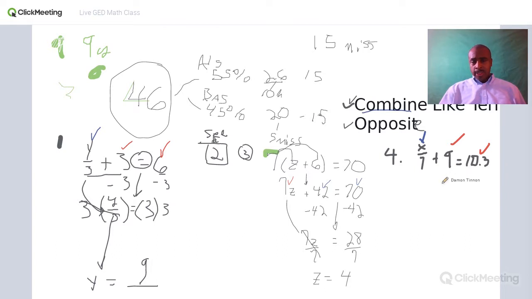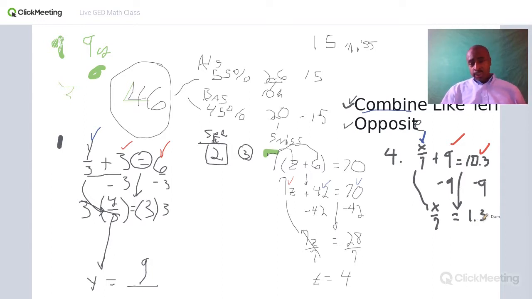Okay, so now we're going to combine the like terms. So we have 9 and 10.3. So this is plus 9. So the opposite of plus 9 is minus 9. If I do it to this side, I'm going to do it to this side. 9 minus 9 is 0, of course. And so I'm just going to drop down that x over 7. I'm going to drop down that equal sign. And then 10.3 minus 9 is 1.3.